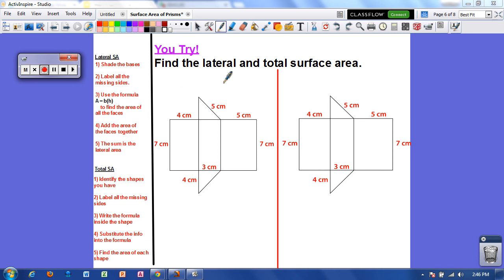Okay, now it's time for you to try. Find the lateral and total surface area for the triangular prism. Make sure you solve lateral on the left, and then find your total surface area on the right. Make sure you show all of your work so that you can get full credit on your notes. Make sure you have everything written down, and we will see you next class day.